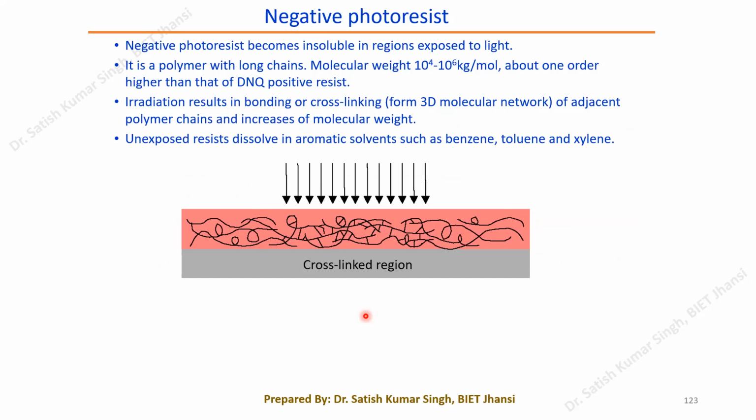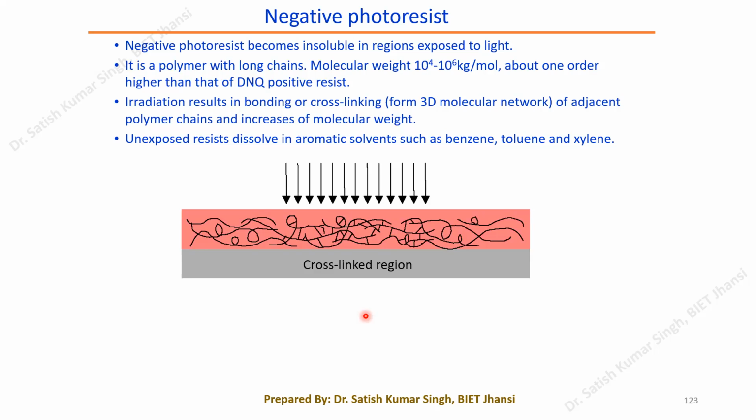Now, in a similar fashion, if you talk about the negative photoresist, what happens is it will do the opposite action. So what action it will have is basically first when we coat the photoresist.